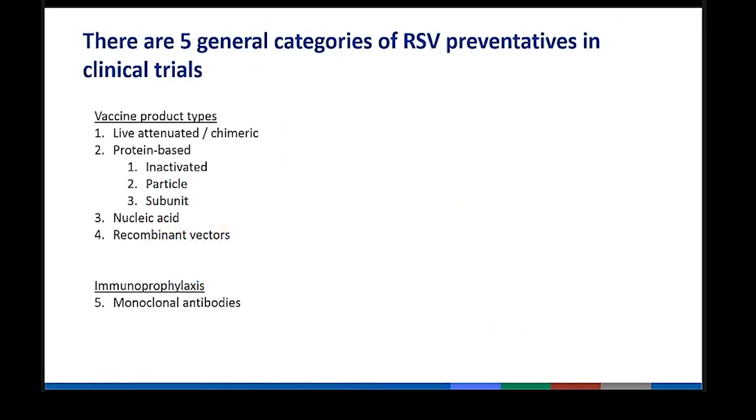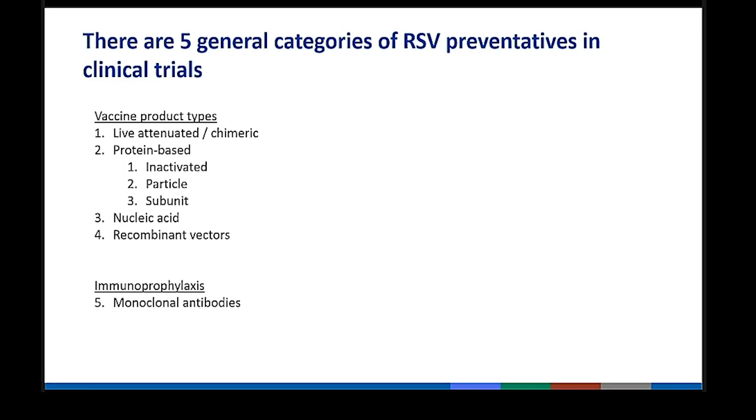So there are at least five general categories of RSV preventatives in clinical trials, several of which Dr. Cotton covered. The categories include four different kinds of vaccine products: live attenuated and chimeric vaccines, which would contain many antigens; protein-based vaccines, which can be subdivided into at least three different kinds, either inactivated whole virus, particle-based vaccines, or subunit traditional protein vaccines; the third being nucleic acid vaccine products; and then recombinant vectors, such as the Bavarian Nordic product that she mentioned.